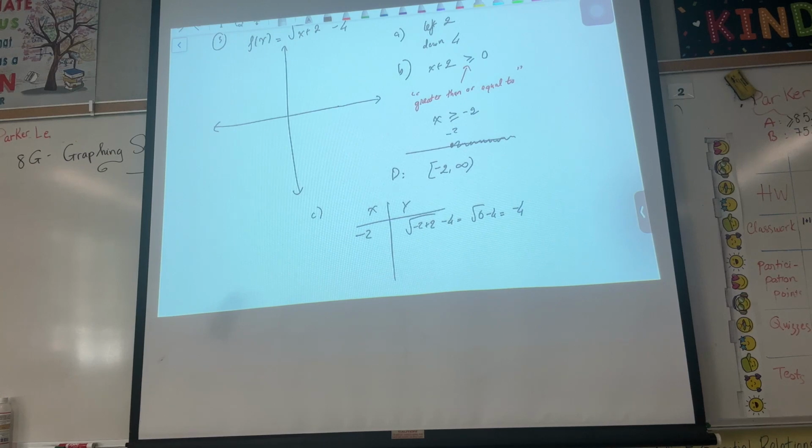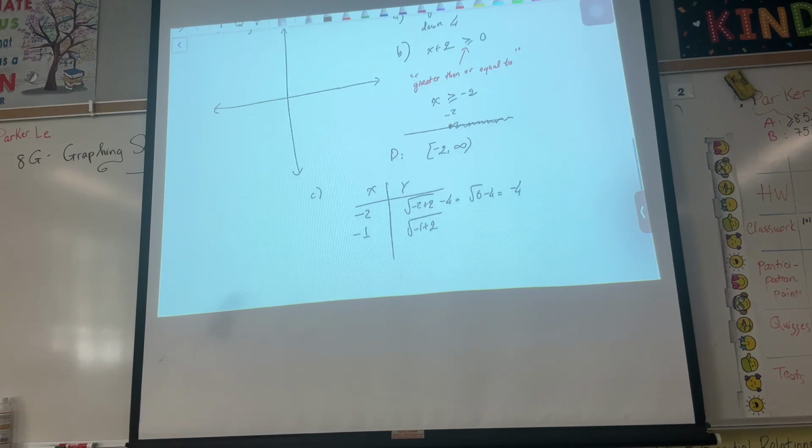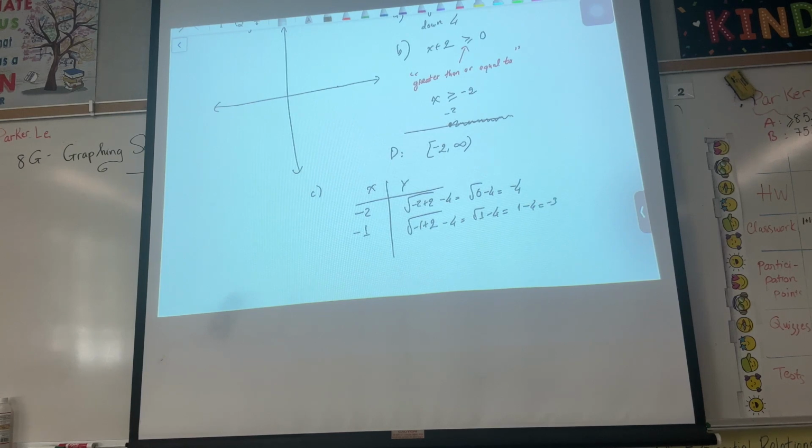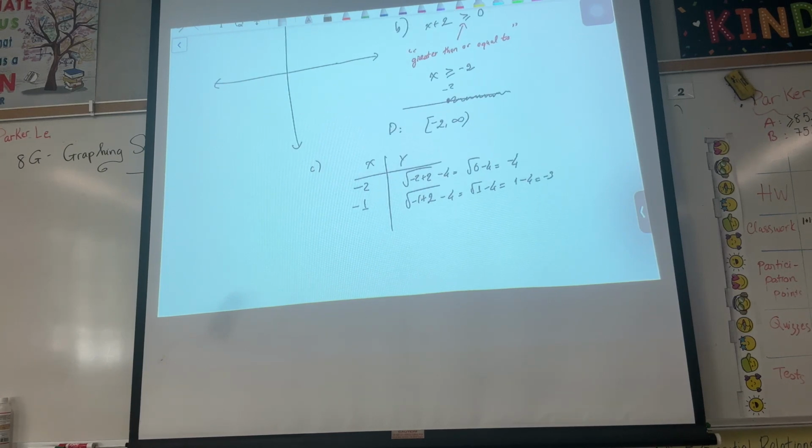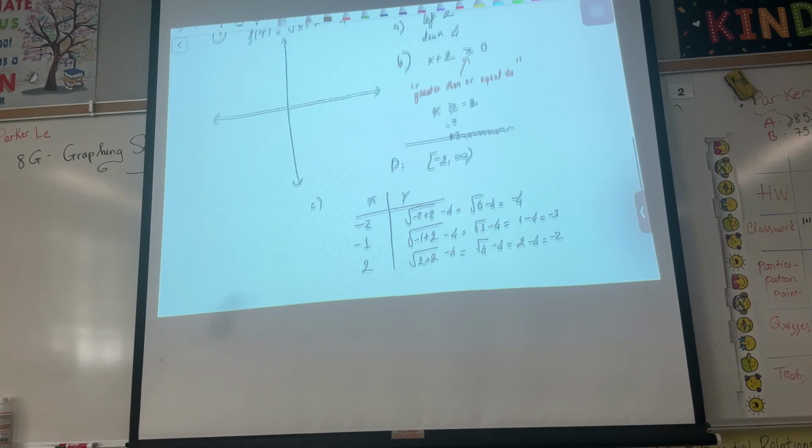Louis. -1. Because -1 plus 2 is 1. Right? 1 minus 4 is -3. What is the last number? So I can make inside become 4. Very good, 2. 1 point for that. So 2 plus 2 is 4. Square root of 4 is 2, right? So 2 minus 4 is -2. Right? Now I have points.